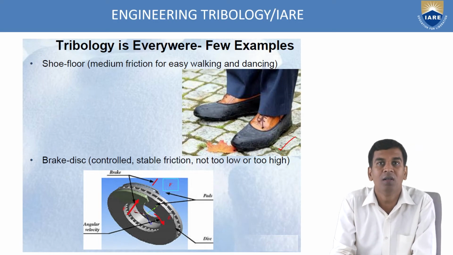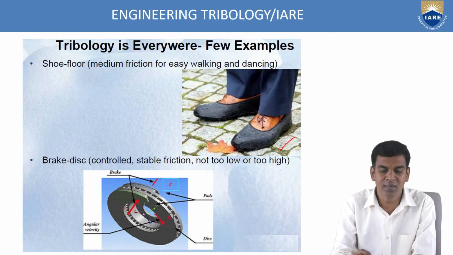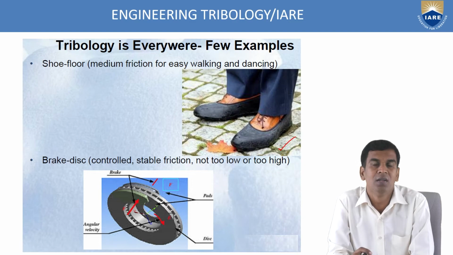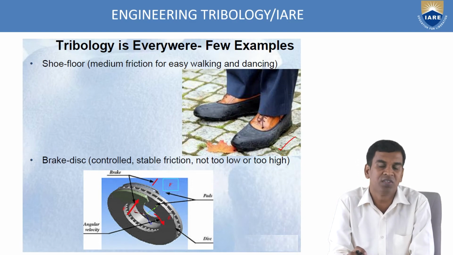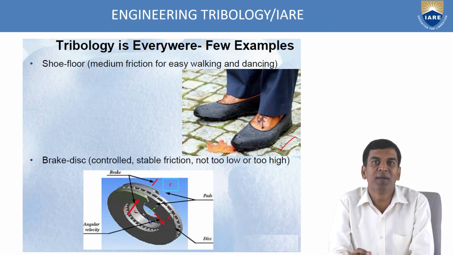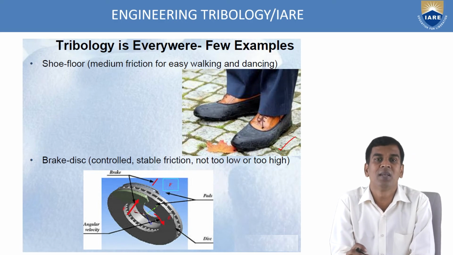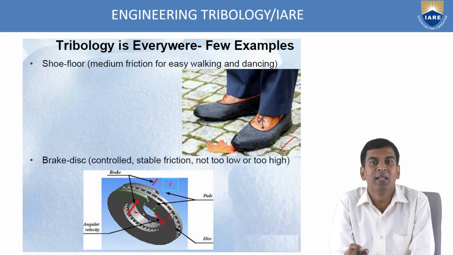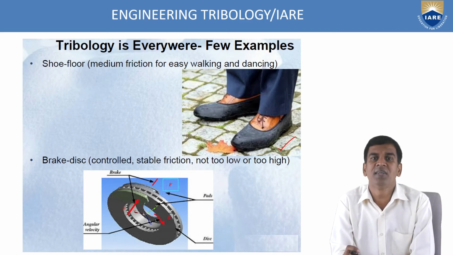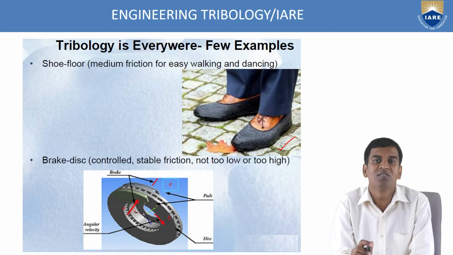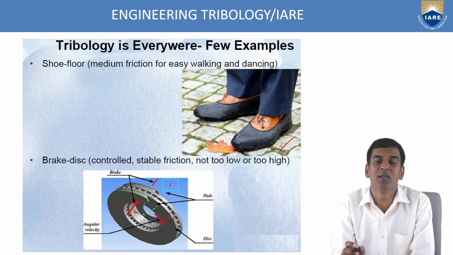Now you can see another example called the brake disc. Here, controlled stable friction, not too low or too high, is required. In mechanical components like the brake disc, high friction is not required, low friction is not required, but stable friction is required, because when we are applying the brake, you need the exact amount of friction so that the tire gets stopped at the particular place immediately. If low friction is there, it will take more time for the brake to apply, and if high friction is there, it will apply the brakes immediately. So to avoid those disadvantages of low and high friction, we use the stable friction concept. Here also, to understand the role and the amount of friction, you need to have the analysis of tribology.